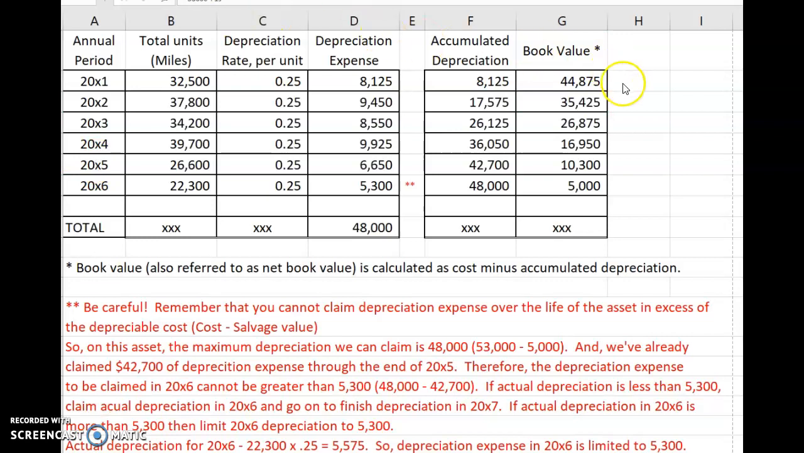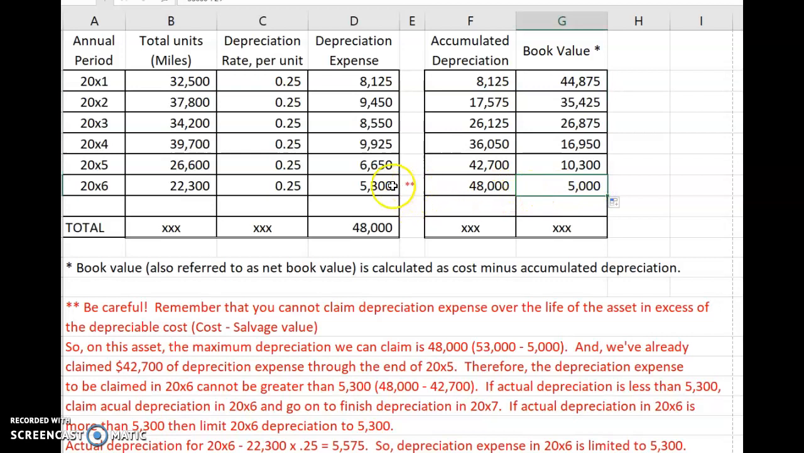So now that you've finished the schedule, you should have come up with a maximum depreciation expense throughout the entire life of the asset of $48,000. That's cost minus salvage value. Therefore, accumulated depreciation at the end of X6 should have been $48,000, and book value should have been $5,000 at the end of X6. Remember, you can never depreciate the salvage value.